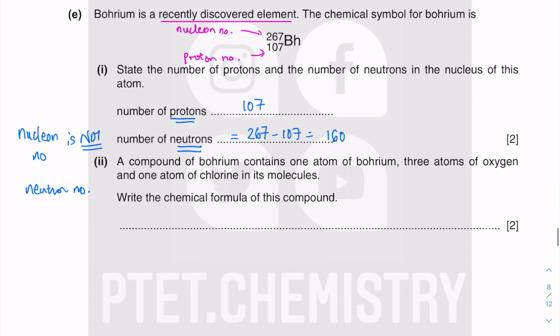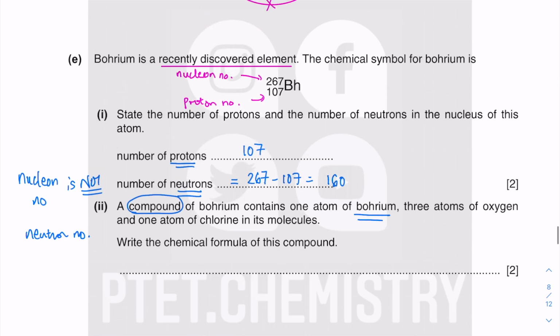Now they give you an idea, so you need to read a little bit. It's a compound. Compound means it consists of 2 or more elements chemically bonded in a fixed ratio. It has 1 atom of barium. This one is not in the periodic table, but the symbol is there. So it has 1 atom of barium, you can write 1. 3 atoms of oxygen, so O3. 1 atom of chlorine, Cl1.